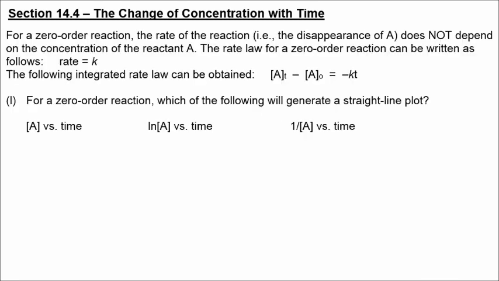So to sum up, we've talked about first order and second order. What about zero order? For a zero order reaction, the concentration is not going to affect the rate, and we can follow the disappearance of A over time, and we get a straight line. So concentration of A versus time will generate a straight line plot.